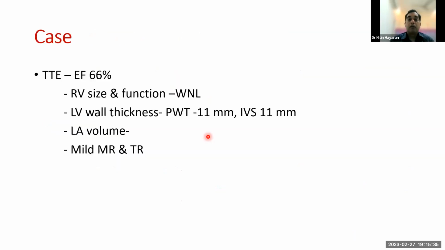So coming back to our original patient. If you remember, the proBNP level was around 444, and the troponin I, HS-TnI, was less than 12. Then transthoracic echocardiography was done. The ejection fraction was determined to be around 66% with normal RV function, the left ventricular wall was mildly thickened, LA volume was normal, and there was mild MR and TR.